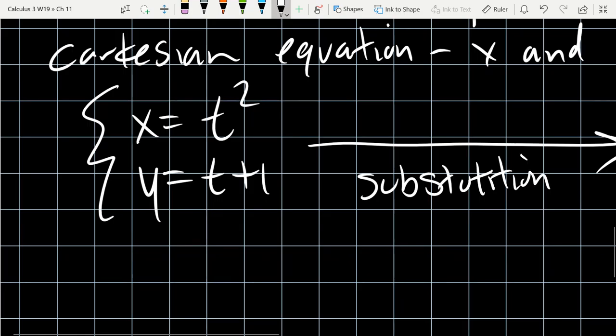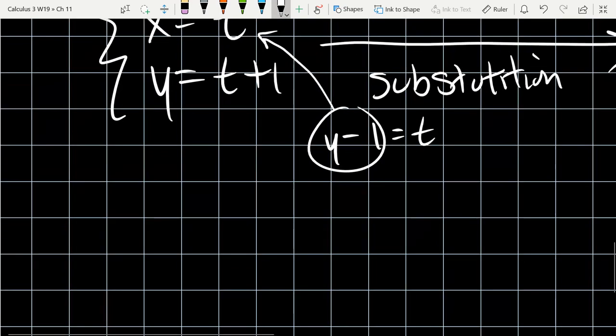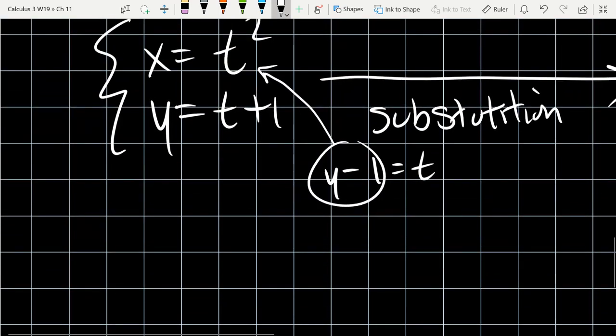All right, so we'll solve for t in the second equation because it's easier. y minus 1 equals t, and then we're going to take that y minus 1 version of t and plug it into where we see t squared. All right, we're done.